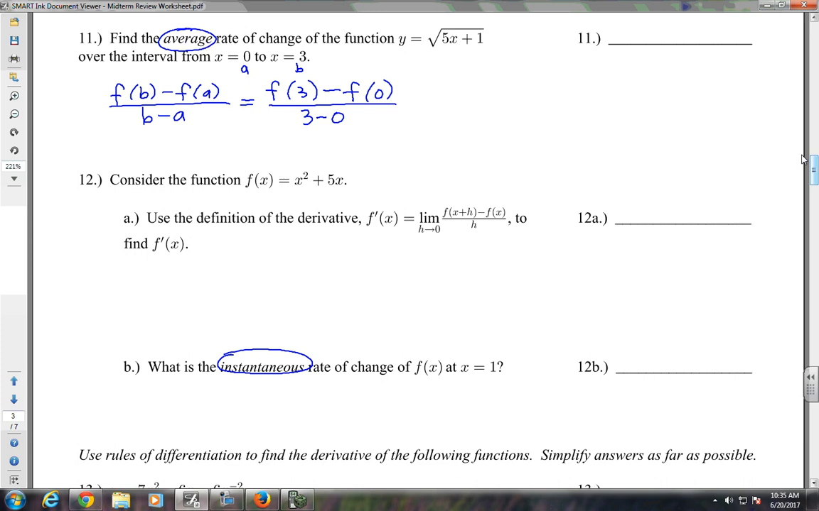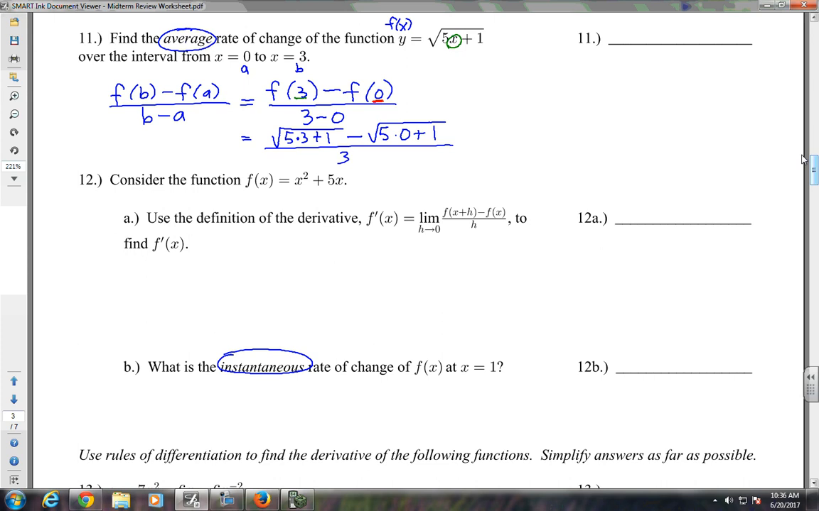And by the way, I'm viewing this function as f of x. So to evaluate f of 3, I'm going to plug 3 into my function where I see the argument. This is going to give me square root of 5 times 3 plus 1 minus, now let's evaluate the function at our other x value. This becomes the square root of 5 times 0 plus 1. And notice in the denominator, 3 minus 0 is equal to 3.